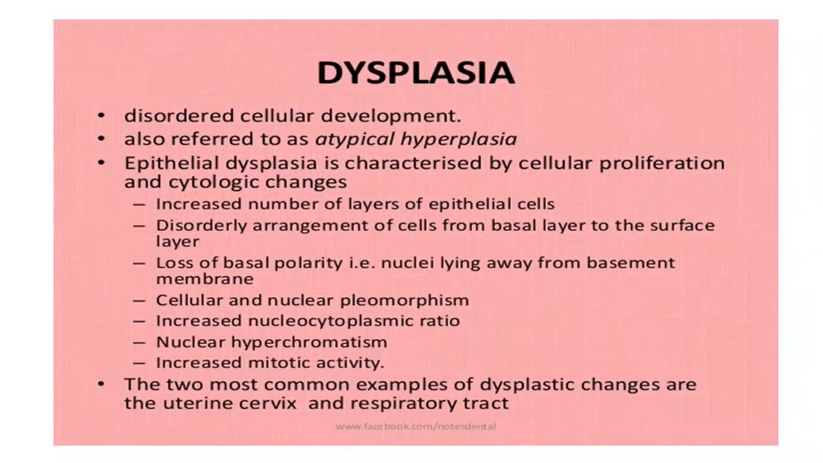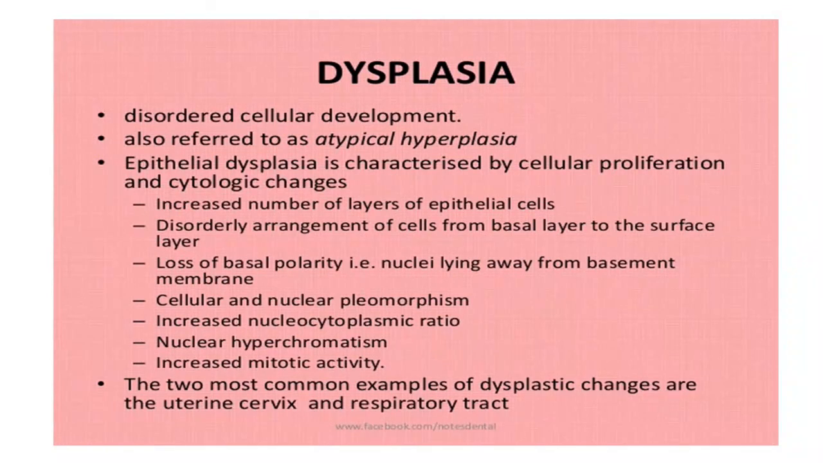Dysplasia, disordered cellular development, also referred to as atypical hyperplasia. Epithelial dysplasia is characterized by cellular proliferation and cytologic changes. That is, increased number of layers of epithelial cells, disorderly arrangement of cells from basal layer to the surface layer. The nucleus, some of the organelles that were found in the cell, some of them were even running away, we couldn't find. Loss of basal polarity, that is nuclei lying away from the basement. We talked about all those things.